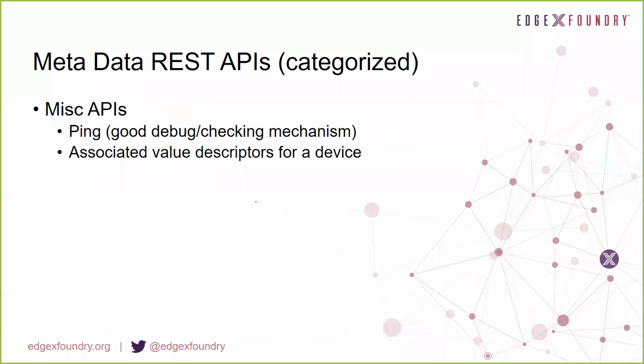We also have a set of miscellaneous APIs that are part of metadata. As I mentioned a couple weeks ago with regard to core data, each and every microservice comes with a ping API. This is just a good debugging mechanism. It lets you know whether or not, in this case, metadata is up and running and functioning.